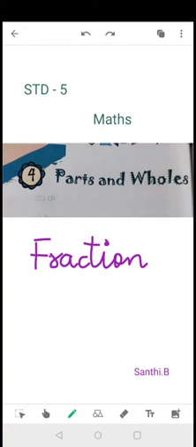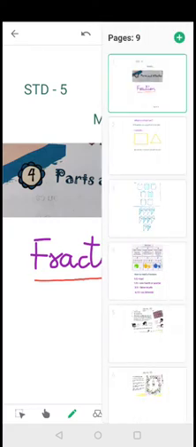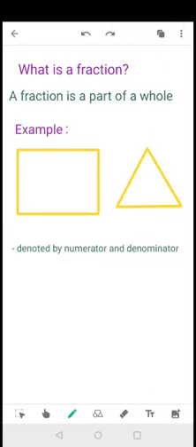Hello everyone. In this maths class, we are going to start with a new lesson number 4, parts and wholes, which is also known as fraction. What is a fraction? A fraction is a part of a whole.